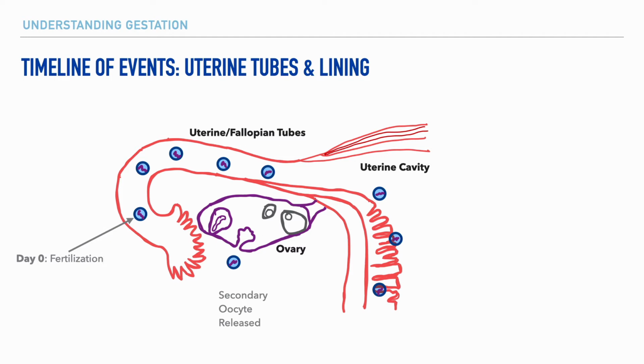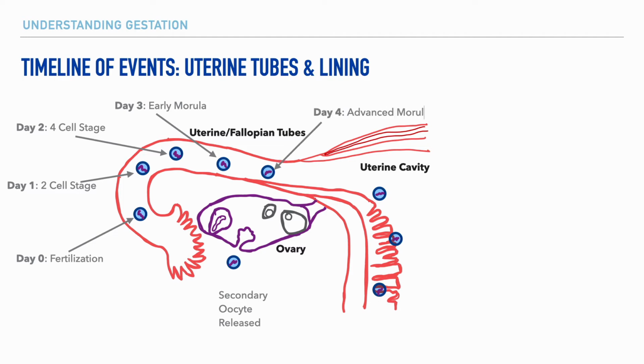Now, once fertilized, we then see that day 1 is marked by the 2-cell stage, which progresses by day 2 into the 4-cell stage. And by day 3, we see the early morula. And notice that what we're seeing here is the progression in the location along the uterine tube of what becomes the blastocyst. So by day 4, our early morula has become the advanced morula. And by day 6, the advanced morula is now referred to as the blastocyst.